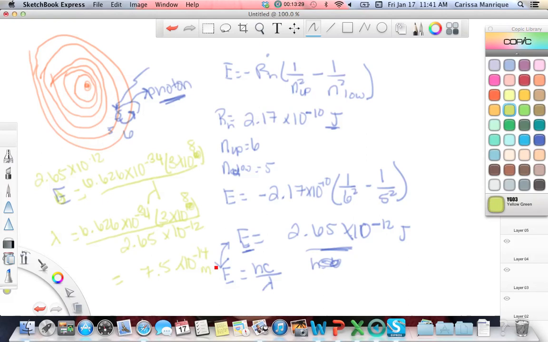Alright, so that's how you do the problem. And so here, this energy tells us, this formula here, how much energy it requires to go from level 5 to level 6. You could also do this from, let's say, level 3 to level 4. Okay, so you can do this for any energy level, and you could get the energy associated with that, and then from there you could get a wavelength if you want.